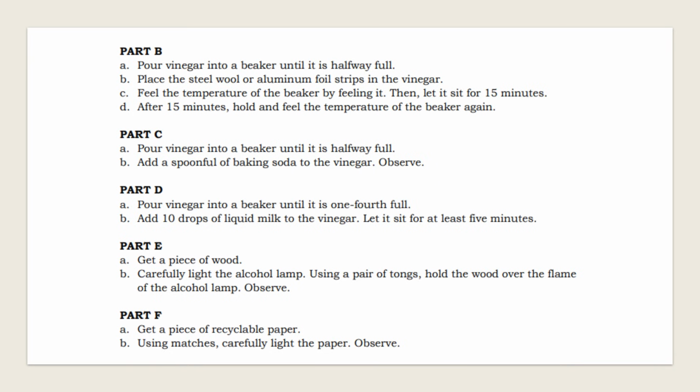Part E. A, get a piece of wood. B, carefully light the alcohol lamp using a pair of tongs. Hold the wood over the flame of the alcohol lamp and observe. Part F. Get a piece of recyclable paper and using matches, carefully light the paper and observe.